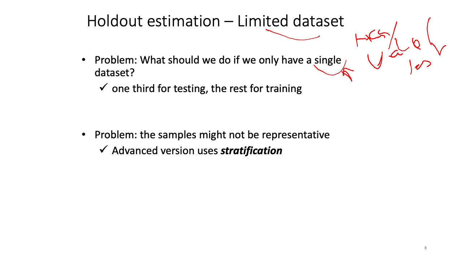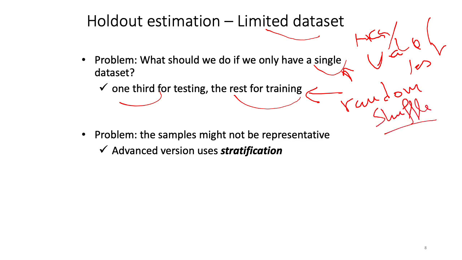Usually we would keep 1/3 for testing and the rest for training. And of course this split has to be random. So make sure you shuffle your data before drawing and creating a random split, 1/3 for testing and the remaining for training.